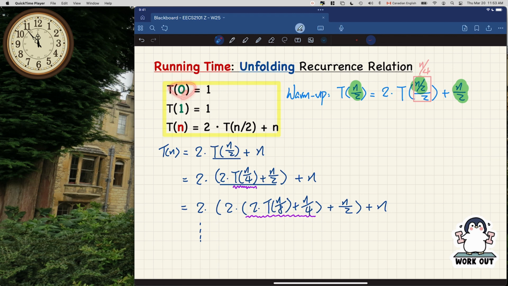There might be more than one way to do the unfolding. But for now, let's say our goal is to reach the base case right here. We want to figure out how many unfolding steps we should really do so that we can reach the T of 1. Okay, so I'm going to write T of 1 here first.